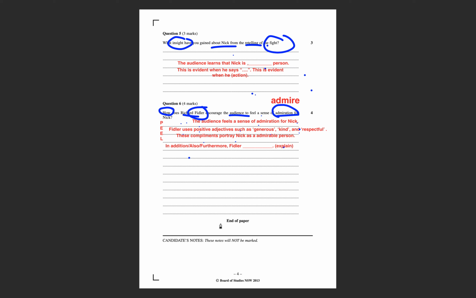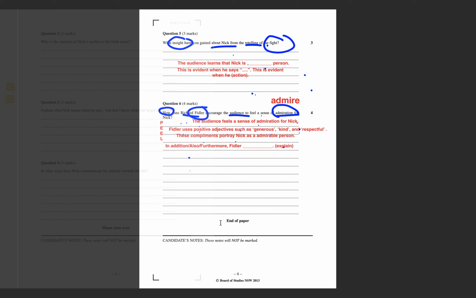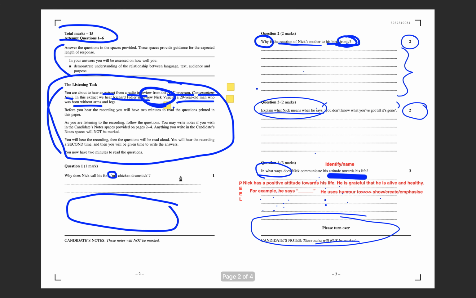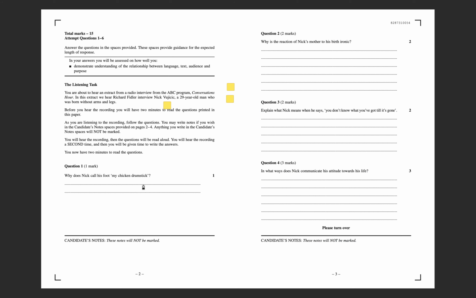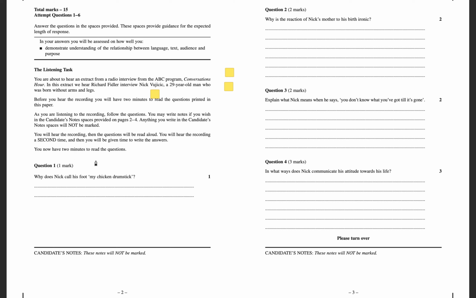And that is the end of the paper. So I hope that's been helpful. Keep in mind that if you do run out of time, you can use dot points, but that is not a habit that you should have at the beginning. You should be writing in full sentences. But again, have a little bit more common sense. If you have a simple question like this, you can just write your answer.